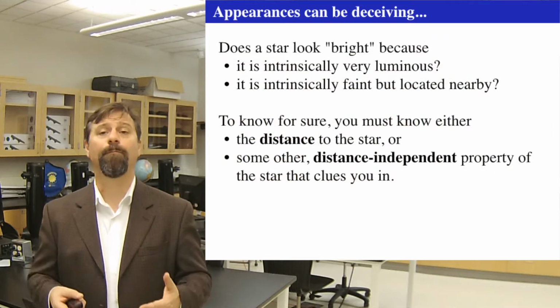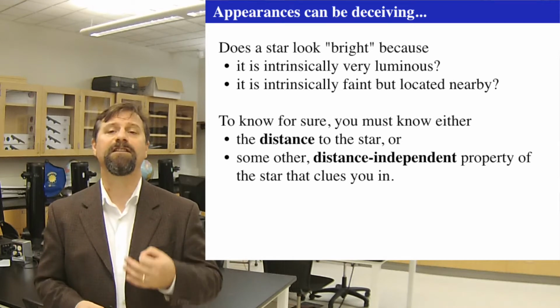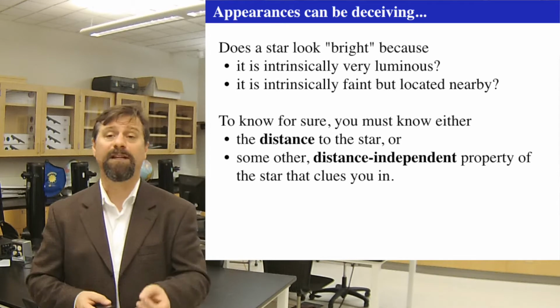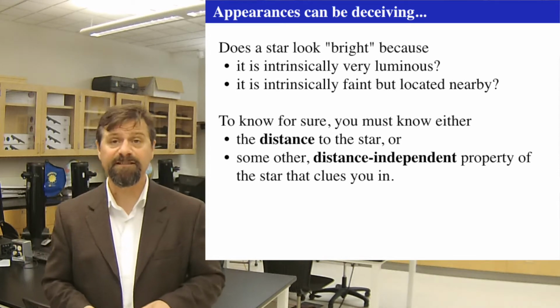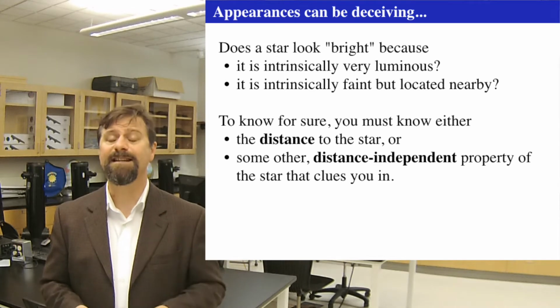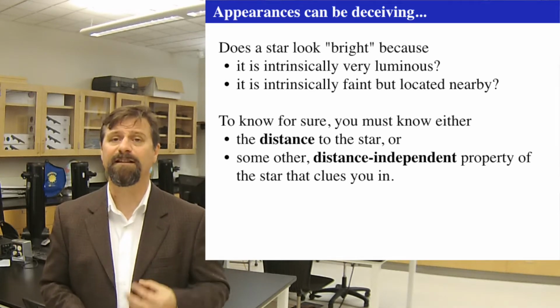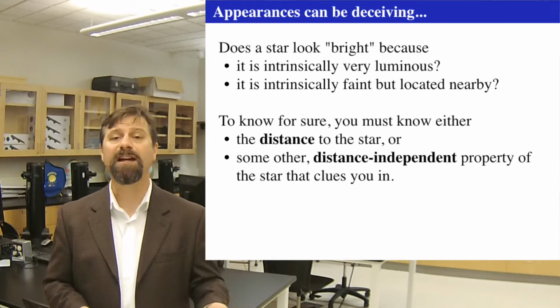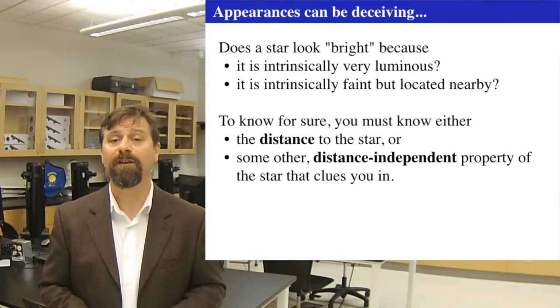So what do we mean? Does the star look bright simply because it is intrinsically very luminous, or is it faint but nearby? So we have to measure the distances to things. So distances become a very important thing. Luminosity is not distance dependent. It is a distance independent property. It's a property of the object itself, whereas brightness is dependent upon our perception of it.